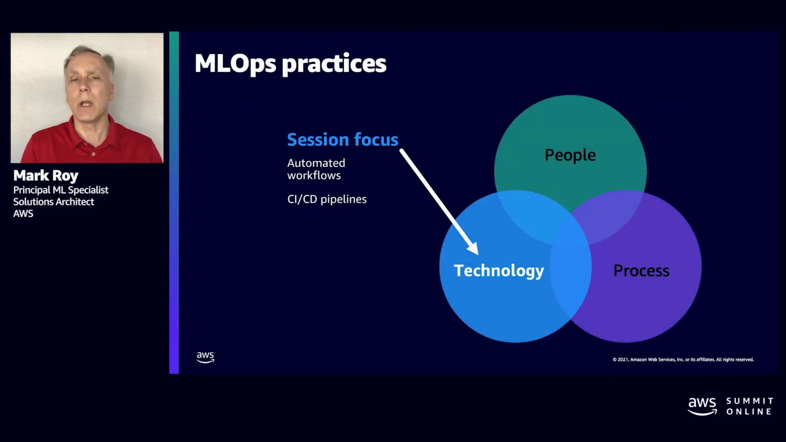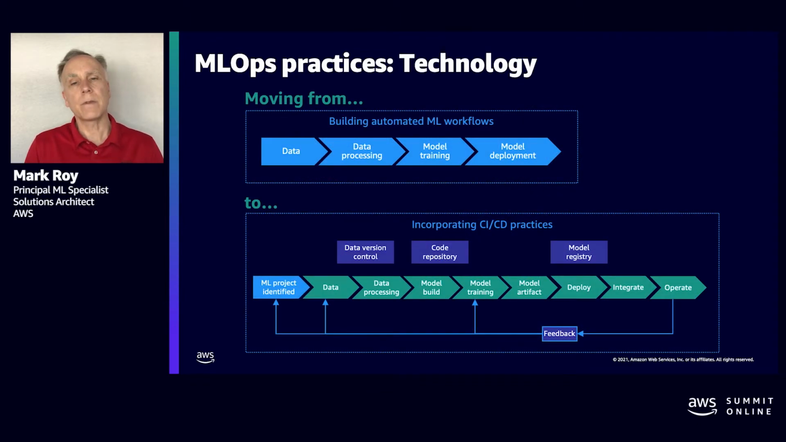Now, when we talk about MLOps practices, I recognize that people and process are key to success with MLOps. Today's focus will just be on the technology part, in particular, automating ML workflows and CI/CD pipelines themselves. What we find is that a lot of companies start with some basic automation of ML workflows, and then they move on to incorporating CI/CD practices, such as source code and version control, automated quality gates, and so forth.